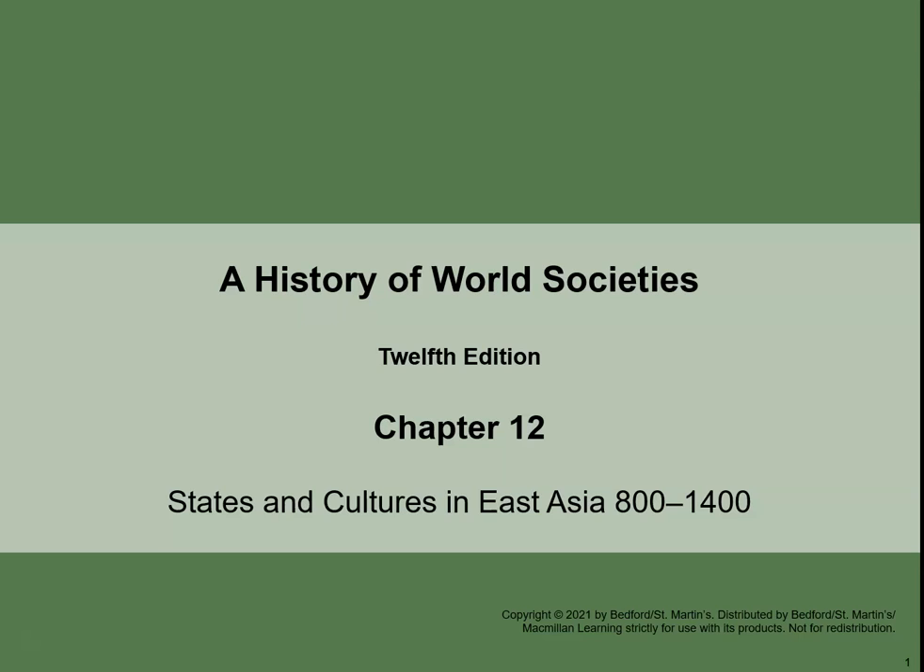All right, Chapter 12, States and Cultures in East Asia from 800 to 1400. And there's 5 sections in this chapter that we're going to go over. The first is dealing with the medieval Chinese economic revolution. The second one is China during 3 dynasties. Then we're going to look at Korea, and then we're going to look at Japan, and then we're going to end with the samurai and the shogunate.